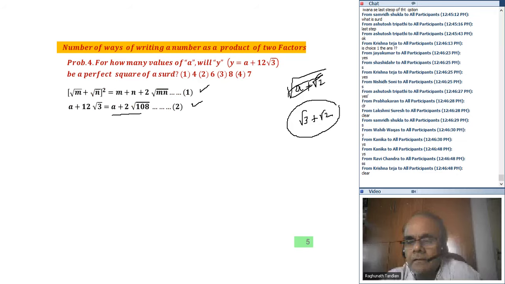That's all. See, I can use it for questions. For example, find the square root of 29 plus 12 root 5. This can come in the exam. Please remember, this can definitely come. How do you do this? Can I write it as 29 plus 2 root 180? How many are clear with this?